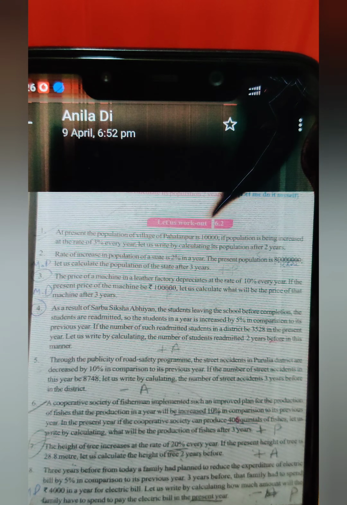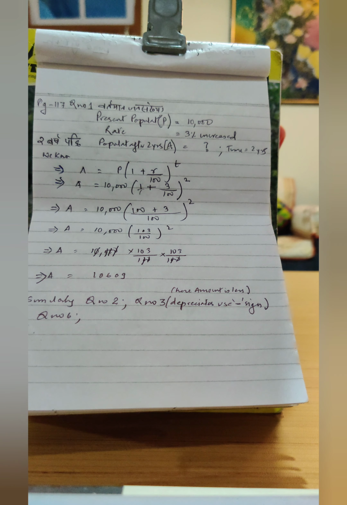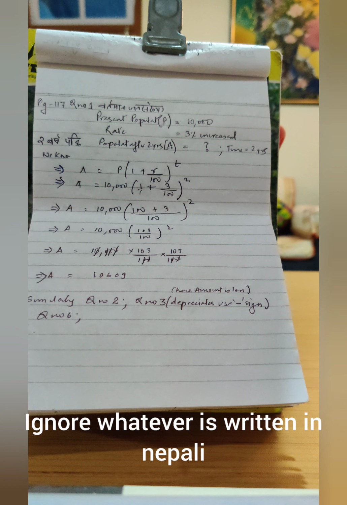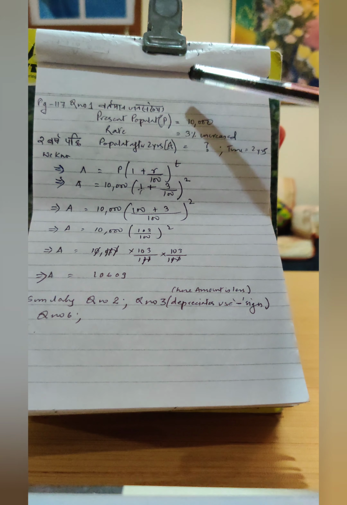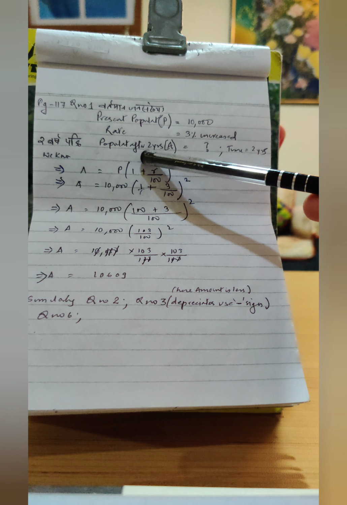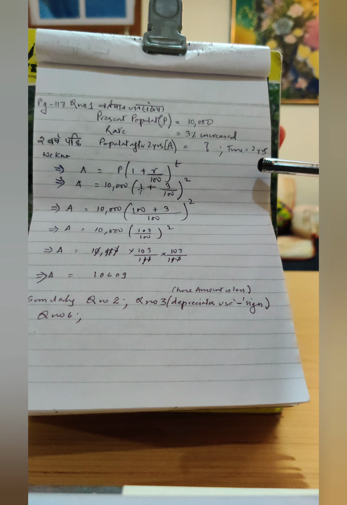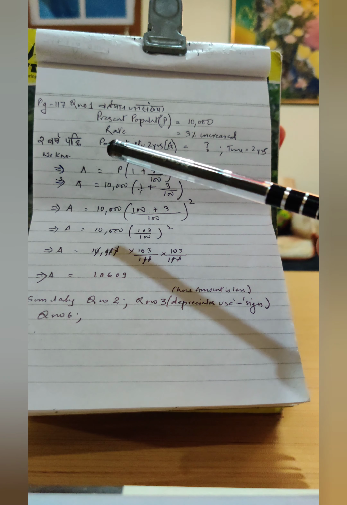So your 10,000 will be taken as principal. Since it's an increment, plus sign, your rate is 3%, and we need to find the population after 2 years, which means we need to find amount. Let's solve this question. Okay, let's begin with question number 1. So the present population is given, that's 10,000. The rate is given as 3% and it's increasing, and we need to find the population after 2 years. So the present population is considered as P, and since we need to find the population after 2 years, we need to find amount. Time is 2 years. So forget what's written in Nepali. I'll explain that. That's for my other school. So we know the formula.